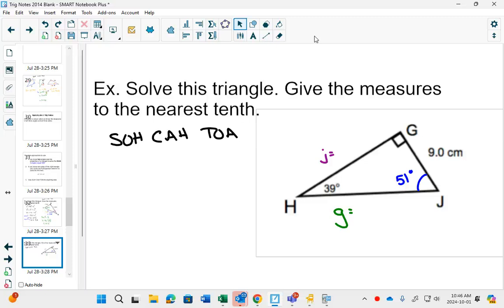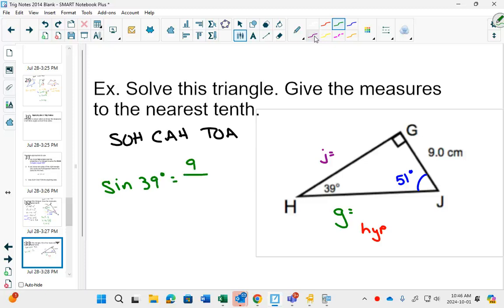So based on the 39, I'm going to label my hypotenuse because we always know where our hypotenuse is, and it's on the bottom, opposite the 90. So in SOHCAHTOA, we either have to use sine or cosine. If I'm using the 39 degrees, the opposite side is the 9. So I write out my definition. Sine of 39 degrees. Opposite side is 9 over, I'll make my G fancy so I don't get it confused with a 9.